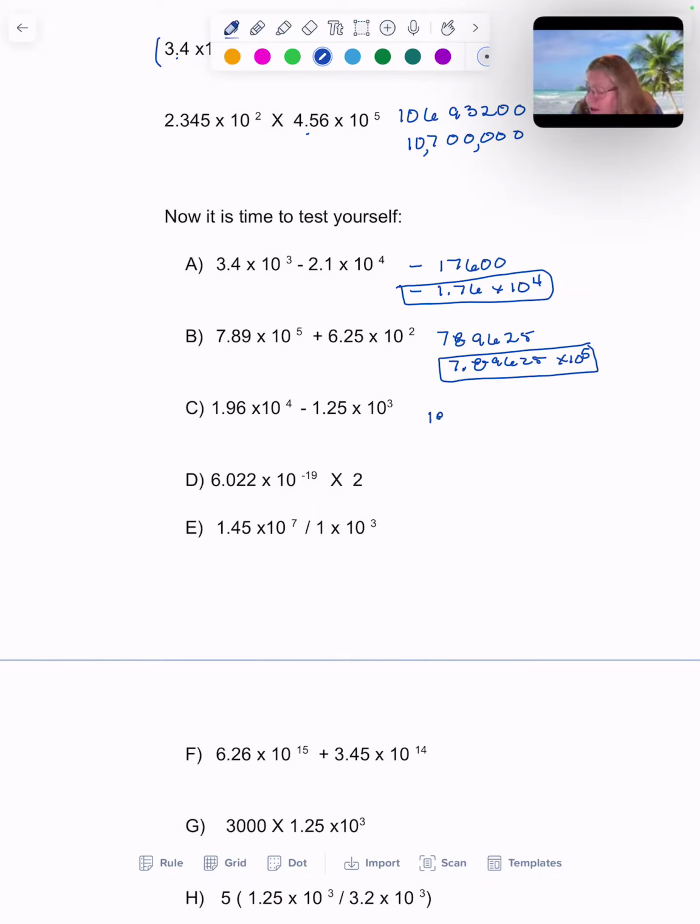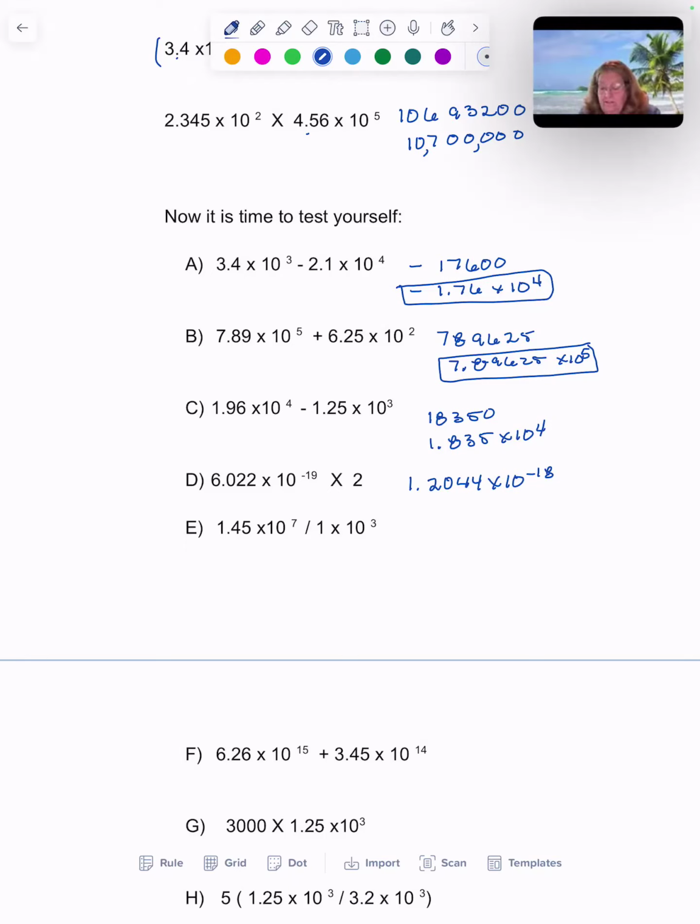This one's going to give me 18,350 or 1.835 times 10 to the fourth power. 6.022 times 10 to the negative 19. This one's going to give me 1.2044 times 10 to the minus 18. And we're not even going to put that in an expanded form because that's going to have so many zeros in front of it.